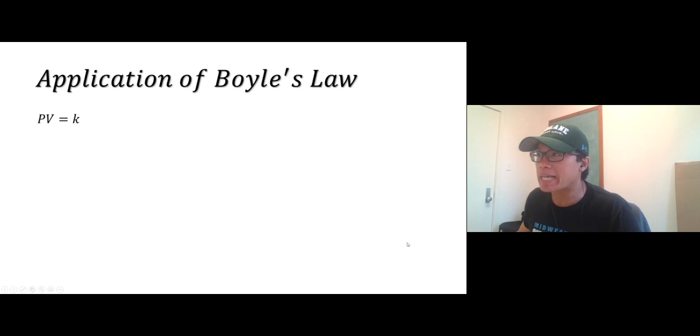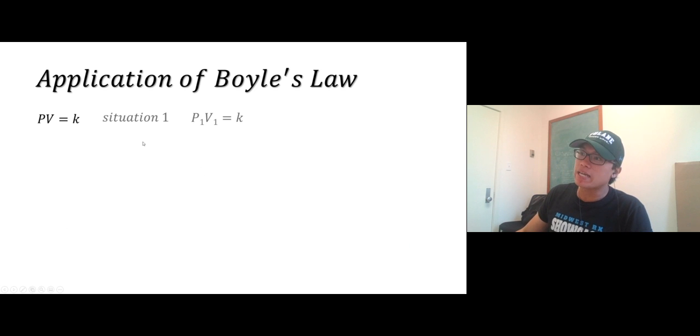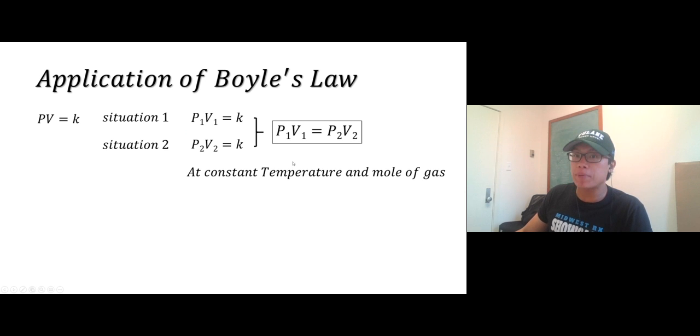Okay, so the application of Boyle's law looks something like this. Let's say in situation 1, we have P1 and V1, and whatever happened in here, we go to situation 2, and we get P2 and V2. P1 V1 equals P2 V2 all the time, at constant temperature and amount of gas.